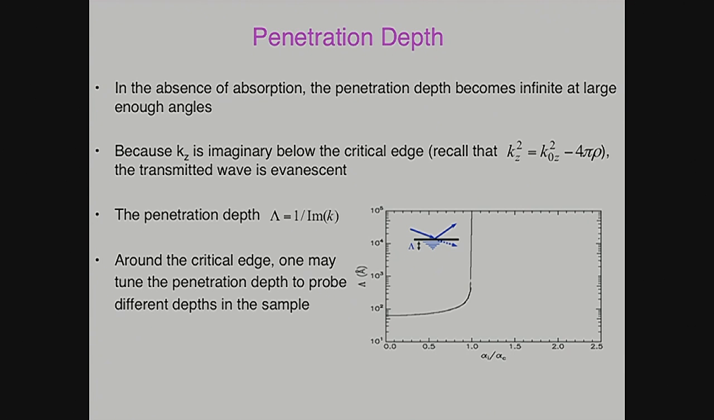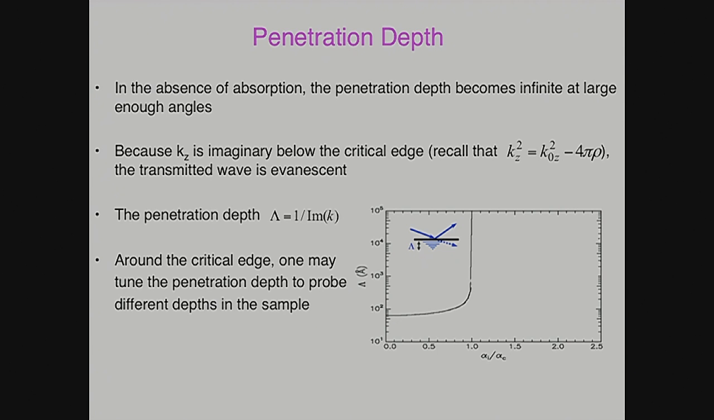the wave inside the material is evanescent because the neutron is being reflected from the surface. So the penetration depth is small. So in principle, if you're below the critical angle, you can measure only surface effects, layers, or depths very close to the surface.